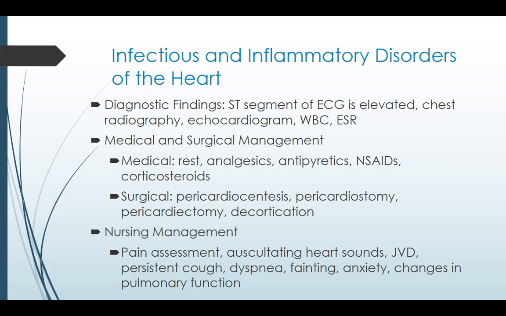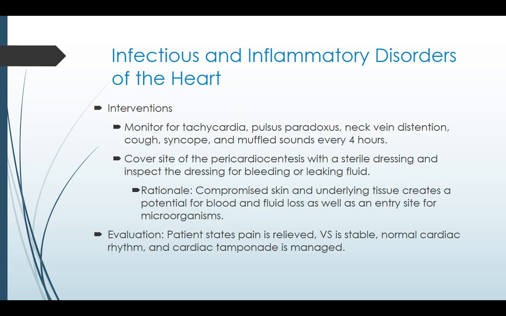Pain assessment is very important. Auscultate heart sounds, look for distended jugular veins, persistent cough, dyspnea, fainting, anxiety, and changes in pulmonary function. Interventions: monitor for tachycardia, pulsus paradoxicus, neck vein distension, cough, syncope. A lot of the things that you monitor for are the signs and symptoms. Cover the site of the pericardiocentesis with a sterile dressing and inspect the dressing for bleeding or leaking fluid.